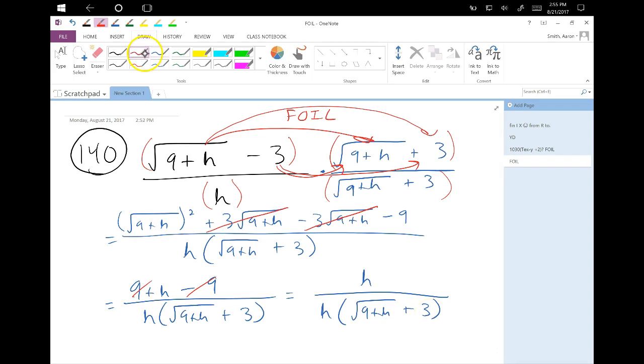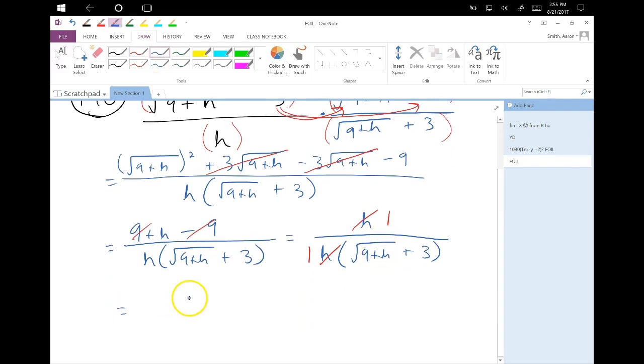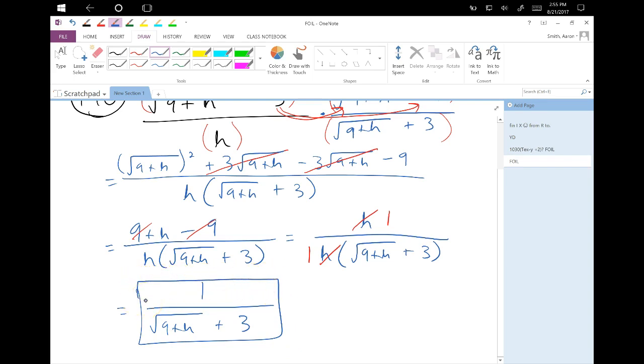The h's can cancel top and bottom because they're being multiplied, and I'm left with just a 1 in each of those. So I get 1 over square root of 9 plus h plus 3. So on this one, we wanted to rationalize the numerator where there's no square root in the numerator. It's okay that we have a square root in the denominator here, since that's what our instructions were.